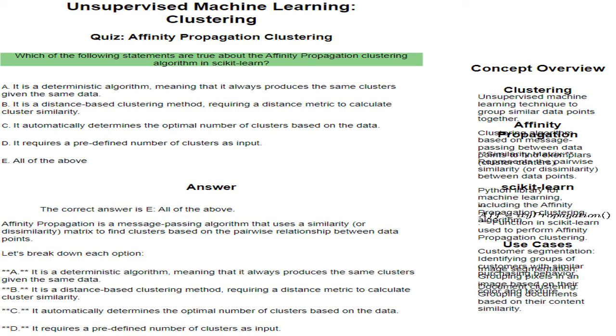D. It requires a predefined number of clusters as input. Incorrect. This statement is the opposite of how affinity propagation works. It doesn't need a predefined number of clusters, unlike methods like k-means.